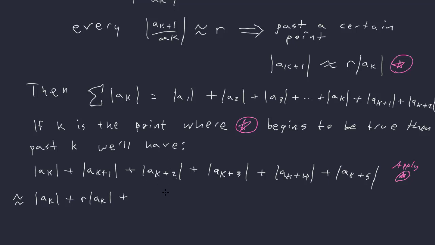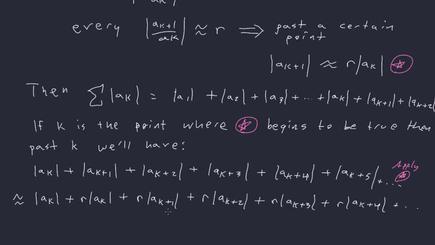Okay, and a_{k+2} is approximately r times a_{k+1}, and so on and so forth. So a_{k+3} is approximately r times a_{k+2}. And we'll have r times a_{k+3} plus r times a_{k+4}. And remember, this goes on and on forever.